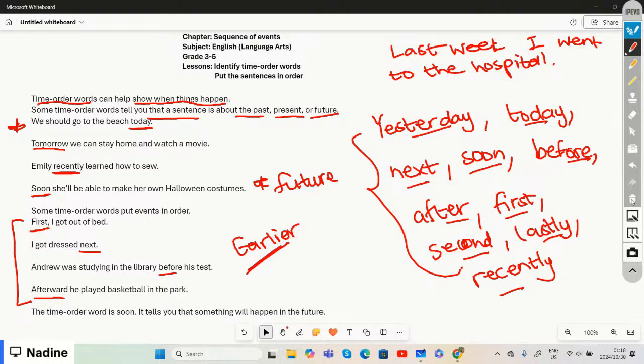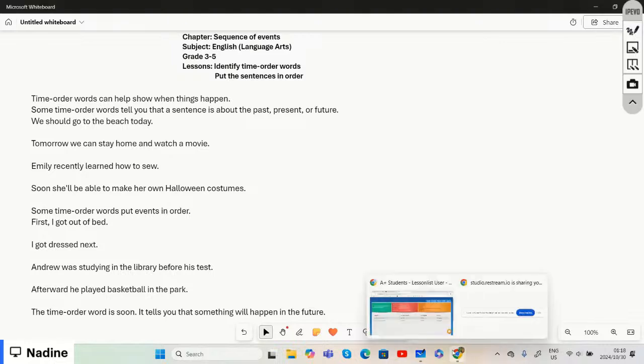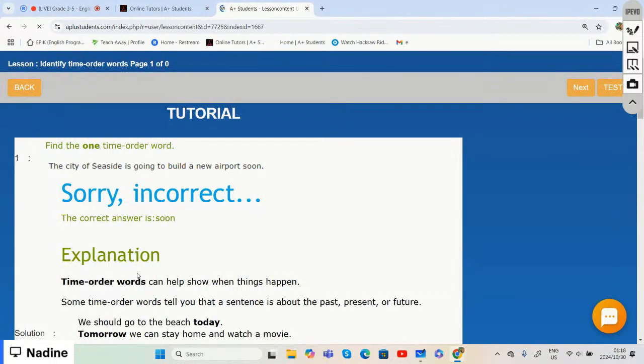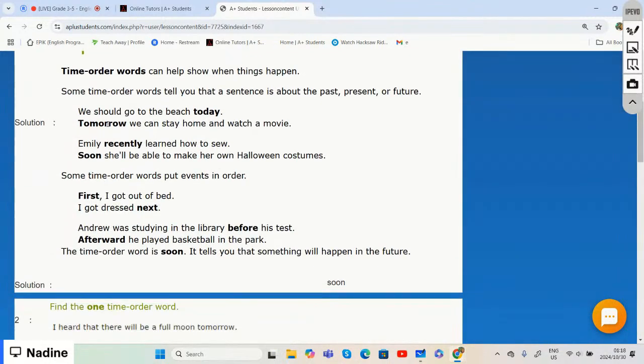All right. So now we're going to aplusstudents.ca, and we're going to the first lesson, which is to identify our time order words. And remember, once again, we said time order words can help you show when things happen. And some of our time order words tell us if it's in the past, in the present, or in the future.